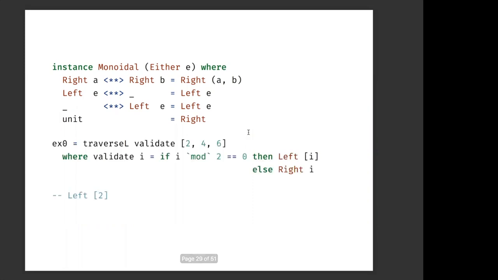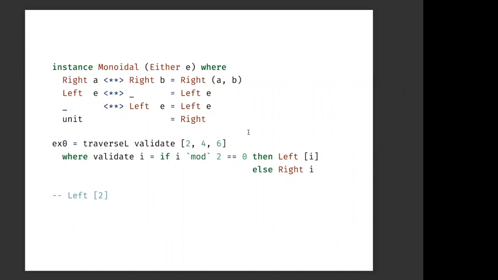But the sort of unfortunate part is if you run traverse with Either, you only get the first error. It has short-circuiting behavior. So here I have a list of even numbers, and my validation function basically checks to make sure that none of them are even. And so when I run this, I get just a list of two.